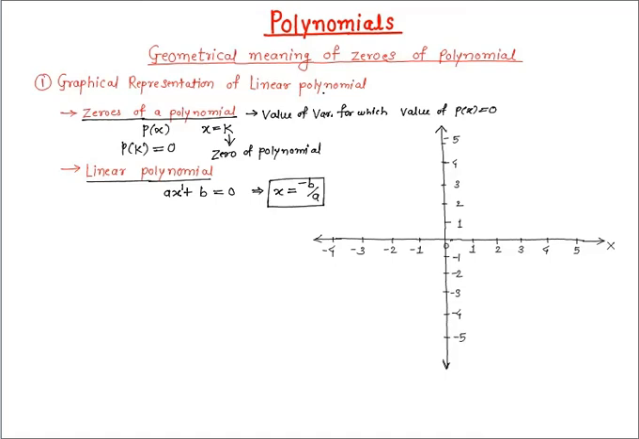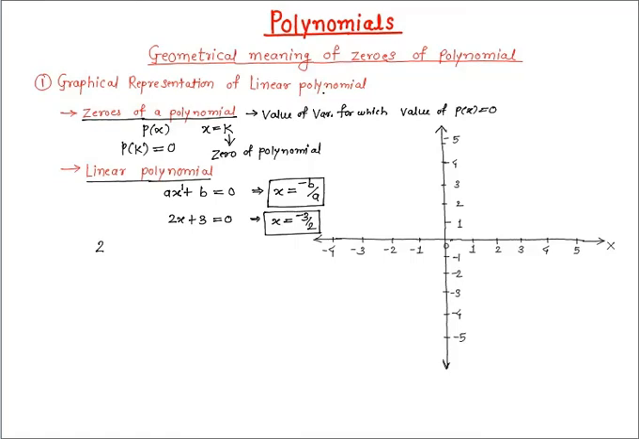Now let's take an example, 2x plus 3. This is the linear polynomial. Now to find the 0 of polynomial, we equate it to 0. What we get? We get x equals to minus 3 by 2. This is the 0 of the polynomial. So this is how we find 0 of polynomial. Now the same thing we will be doing using graphs. Using the graphical method, we will find zeros of polynomial.